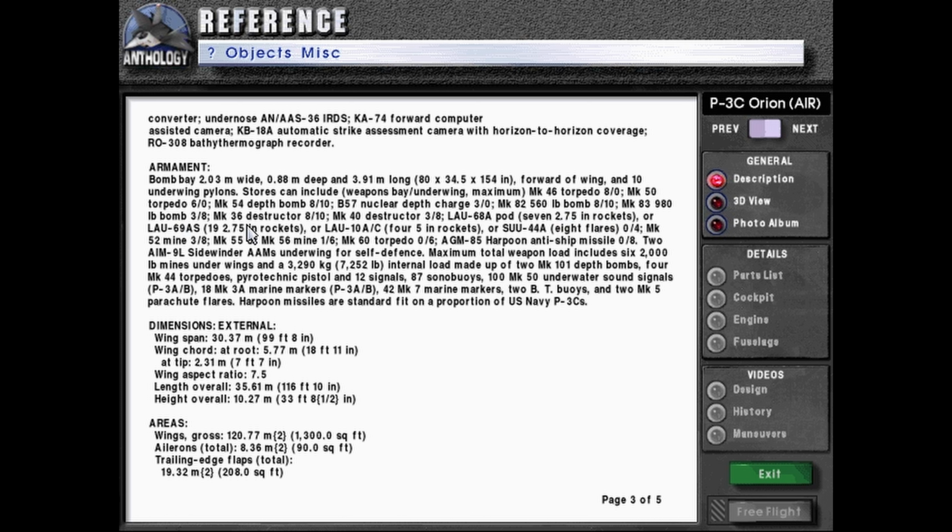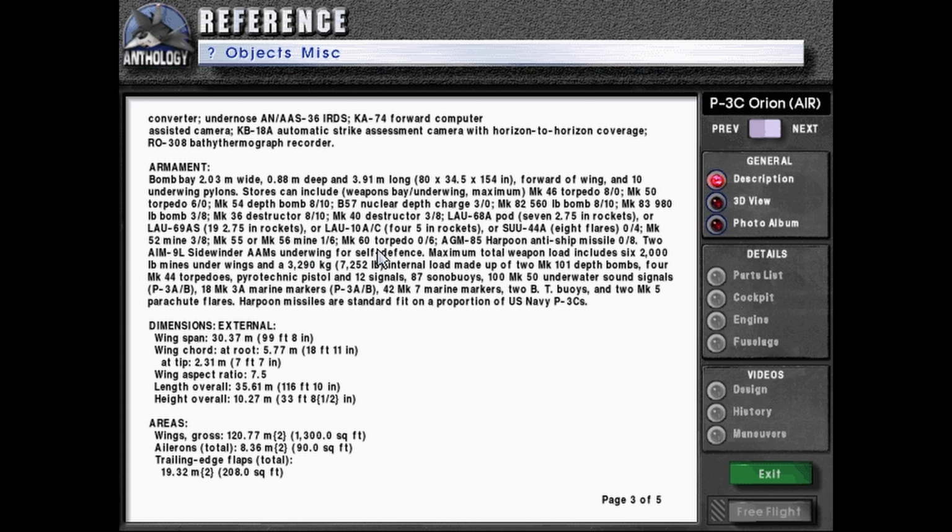3 and 8. Mark 38 destructor, 8 and 10. Mark 40 destructor, 3 and 8. LAU-68 APOD, 7 with 7 2.75 inch rockets. Or LAU-69 AS, 19 2.75 inch rockets, or the LAU-A/C, which has 4 5 inch rockets, or the SUU-44A with 8 flares, 0 and 4. Mark 52 mine, 3 and 8. Mark 55 or Mark 56 mine, 1 and 6.